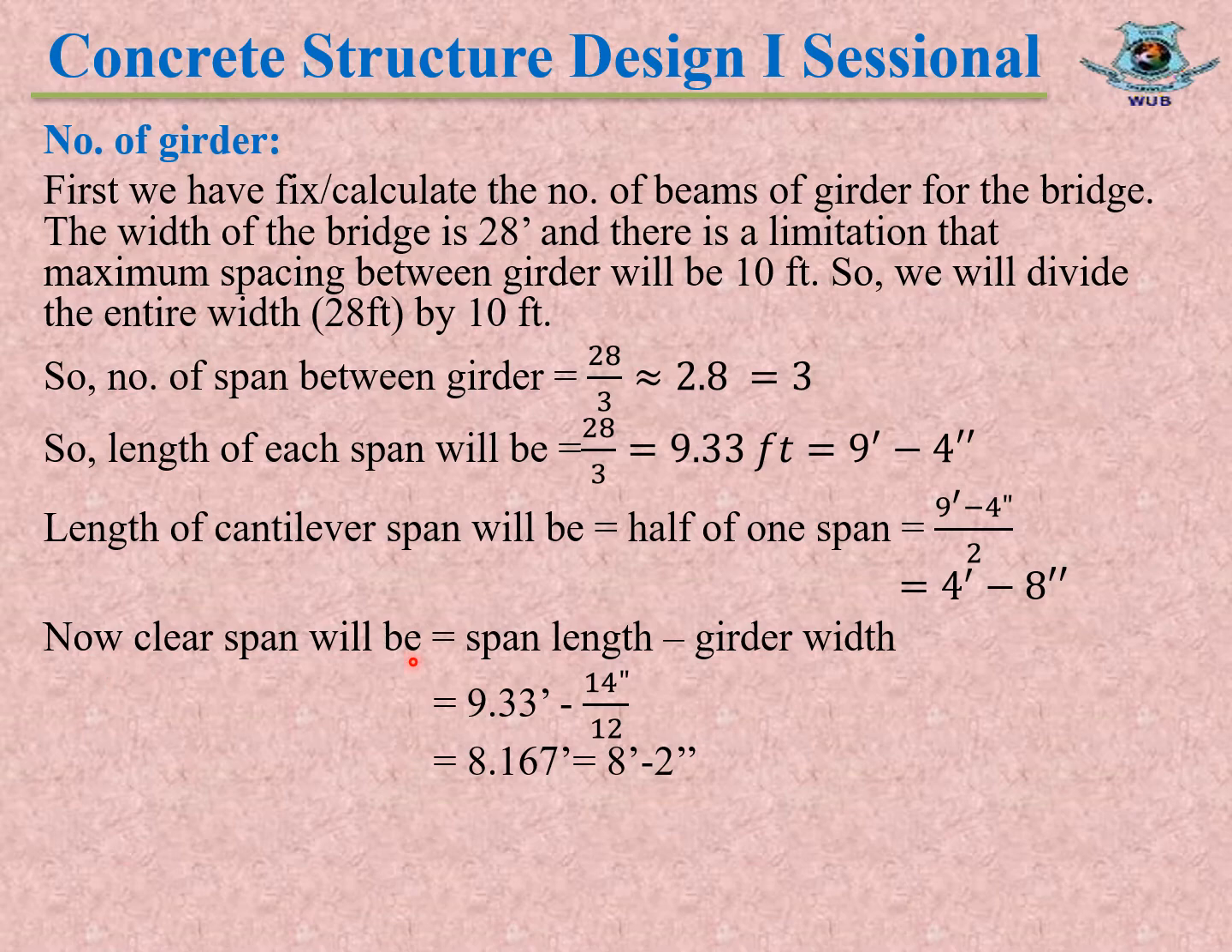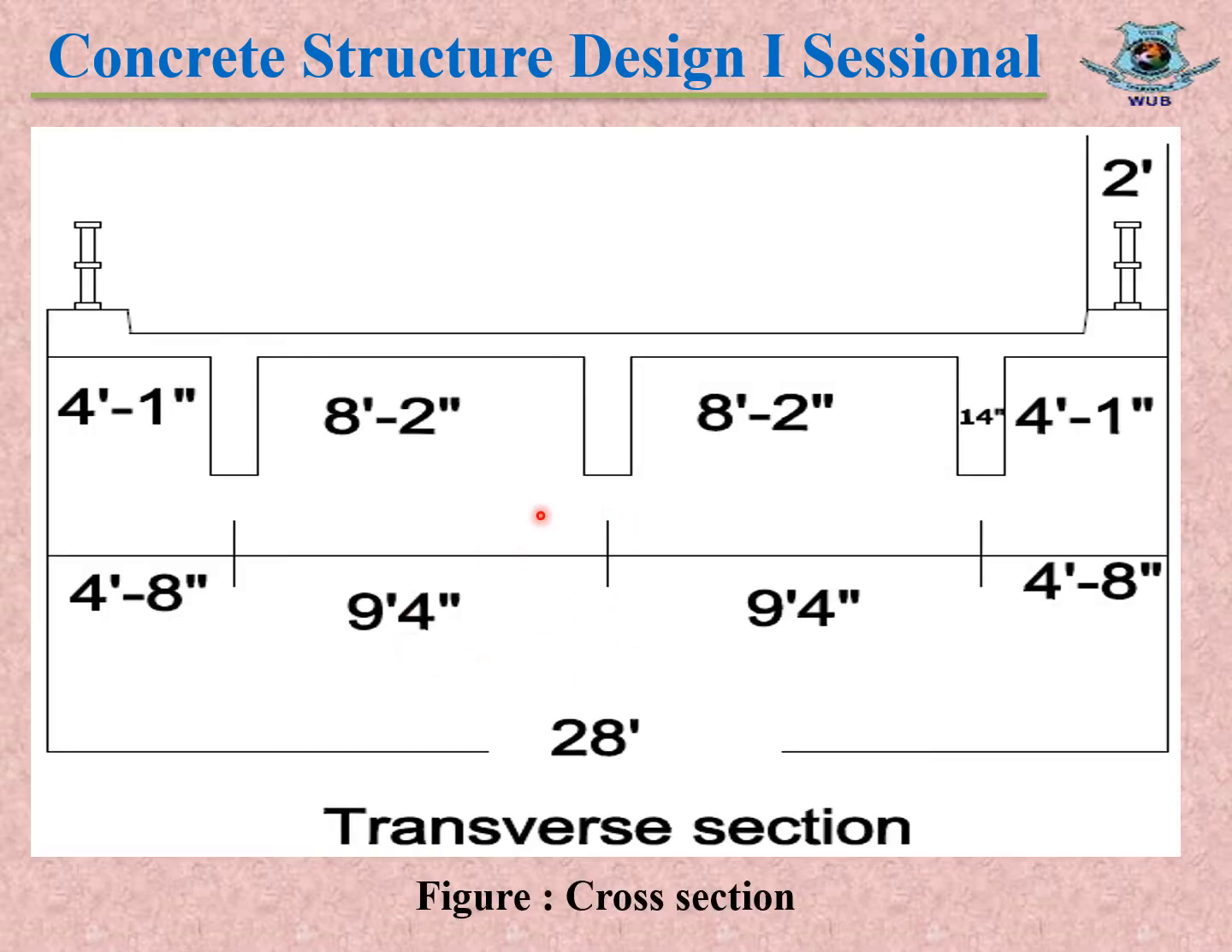Now clear span will be equal to span length minus girder width. So finally clear span will be 8 feet 2 inch. This figure represents the spacing of the beam with cantilever portion. This is the clear distance of beam or girder. This is the cantilever span length. This is the center to center spacing of beam or girder. This is the cantilever span from center of the girder.